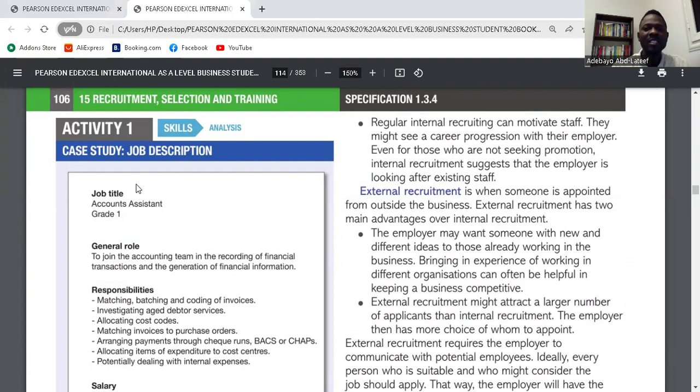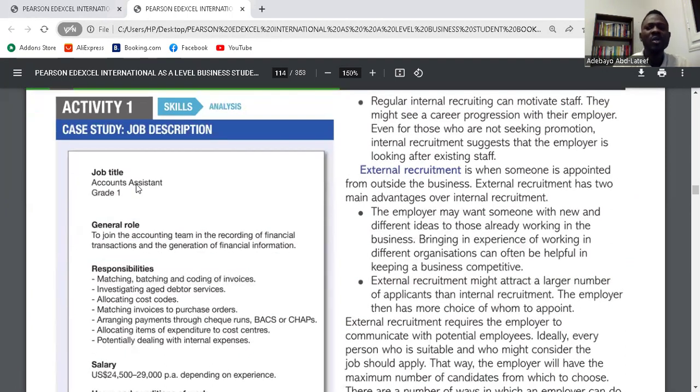Internal recruitment suggests that the employer is looking after existing staff. So internal recruitment is a signal that the company, the employers, put into consideration the welfare of their employees. And as soon as they do well, they'll be promoted. Is it clear?